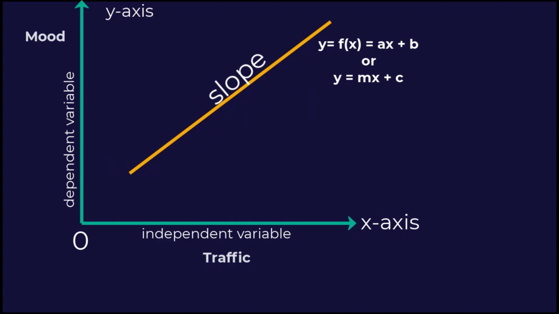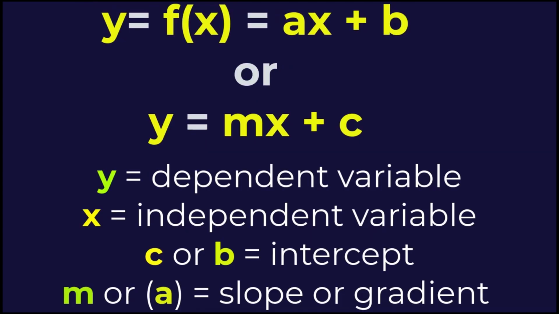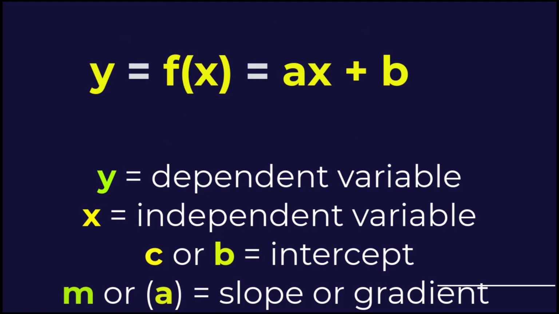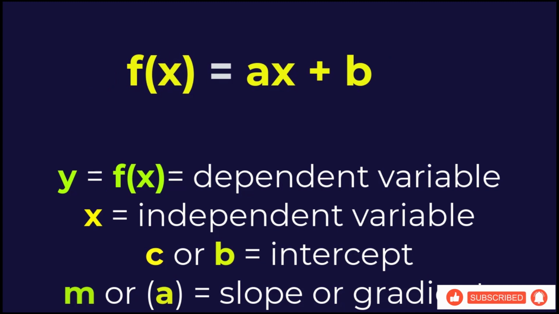In data science, we use y = f(x), which is equal to ax + b, where f(x), or the function of x, is equal to ax + b. So a linear function has one independent variable, which is x, and one dependent variable, which is y. This function is used to find the value of a dependent variable after we choose the value for the independent variable. So in our equation, y = f(x) = ax + b, or y = mx + c.